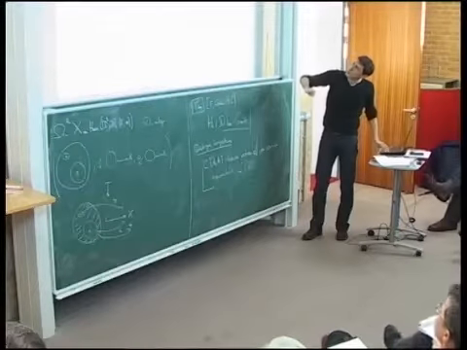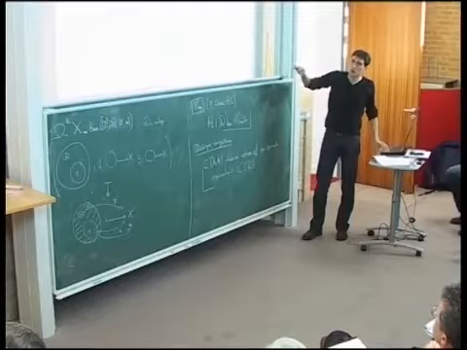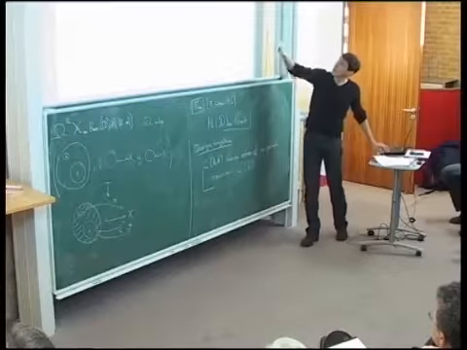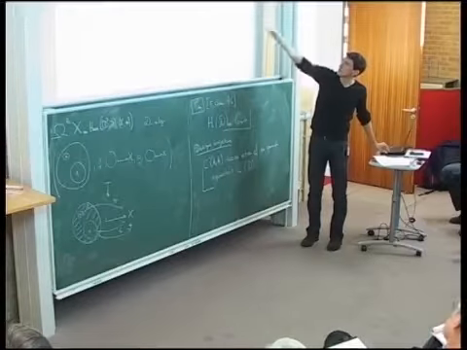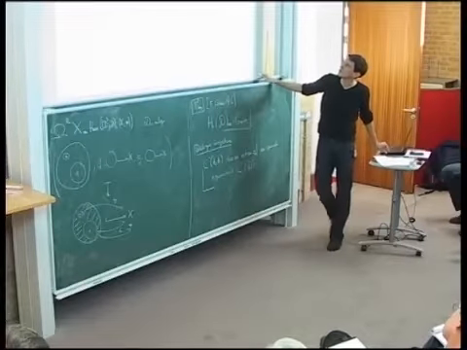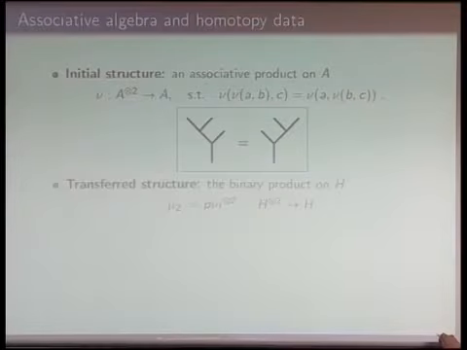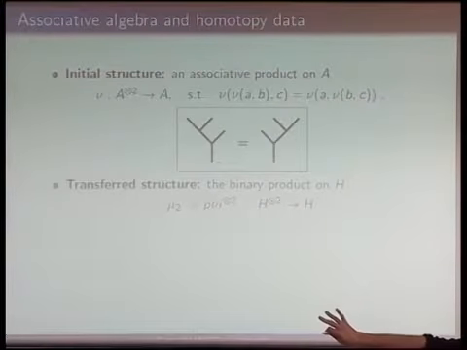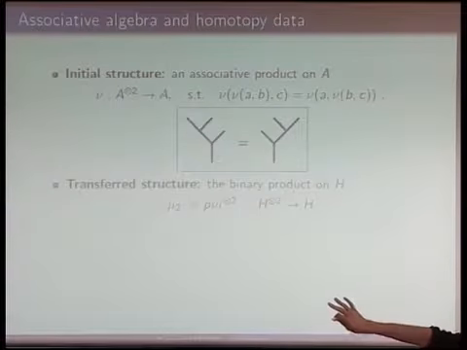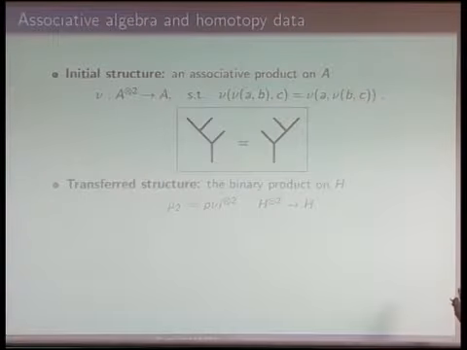Okay, let us pass from unary operators to multilinear operators. If we start from an associative product, this is the way I like to draw the associativity relation. Let us do the same kind of things. We have an associative product on A. We have a space H which is homotopy equivalent, and let's try to transfer the structure.